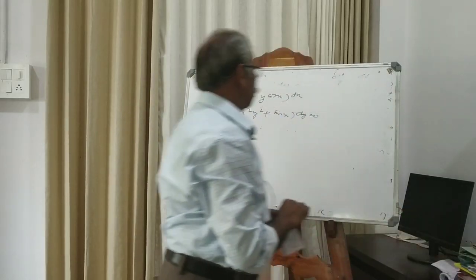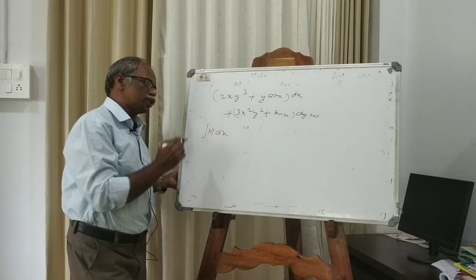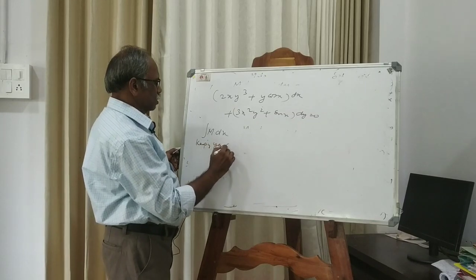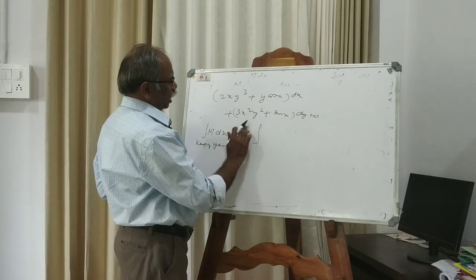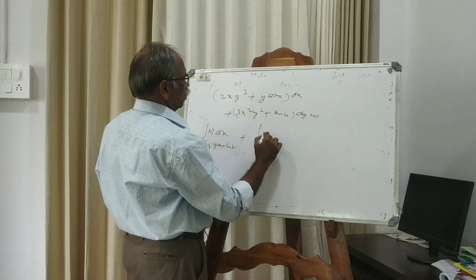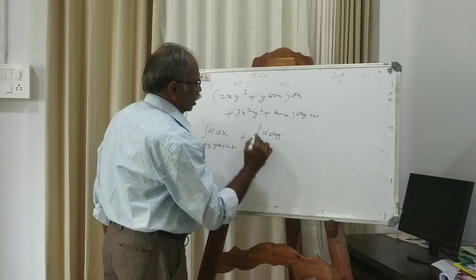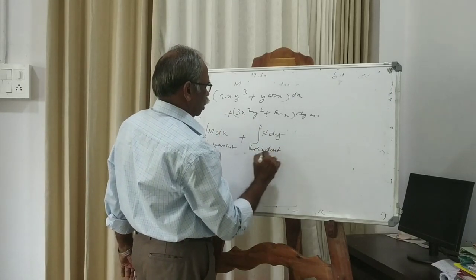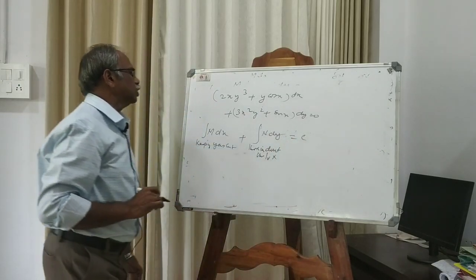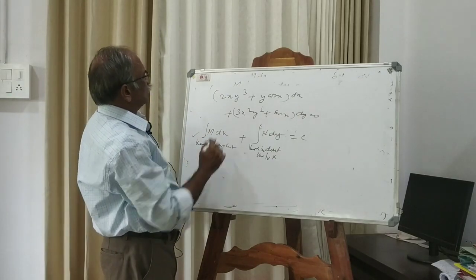The first step is we have to integrate M with respect to x keeping y as a constant, plus we integrate those terms in N which do not involve x with respect to y, and equate the sum to a constant. So, based on this result we are doing this problem.